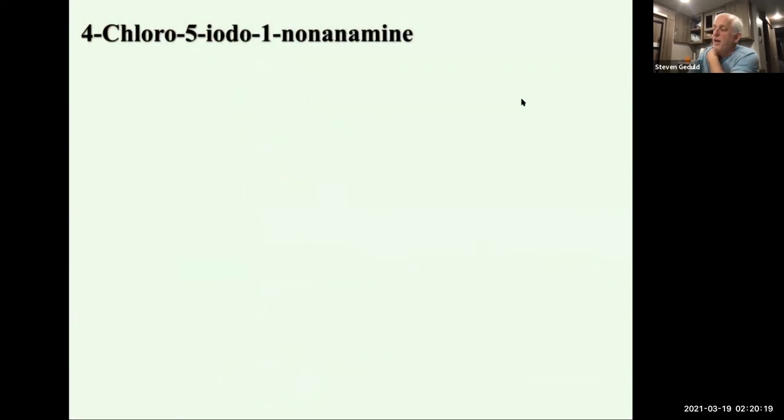Okay. That's a long one. 5-chloro, 5-iodo, 1-nonanamine. So you know it's an amine. You know it's a primary amine because there's only one attachment there. You know nonane is 9 carbons, so you draw 9 carbons.